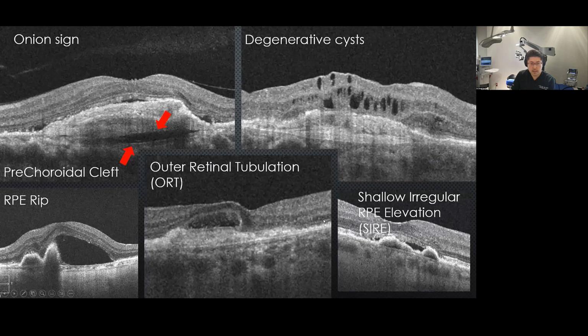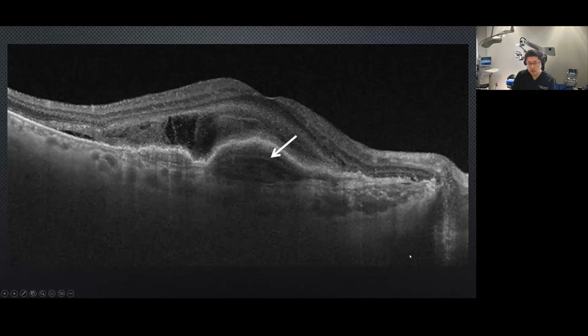Other important signs and prognostic features associated with wet AMD include the onion sign, the prechoroidal cleft, as you see between the red arrows, neurodegenerative cysts, RPE rip, altered retinal tubulation, and shallow irregular RPE elevation, the double layer sign. Due to time, we'll describe a few.